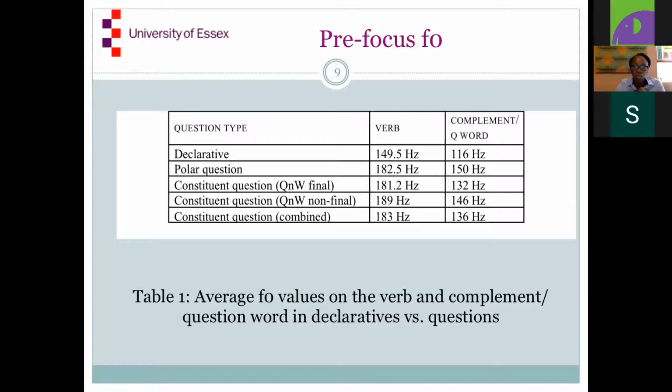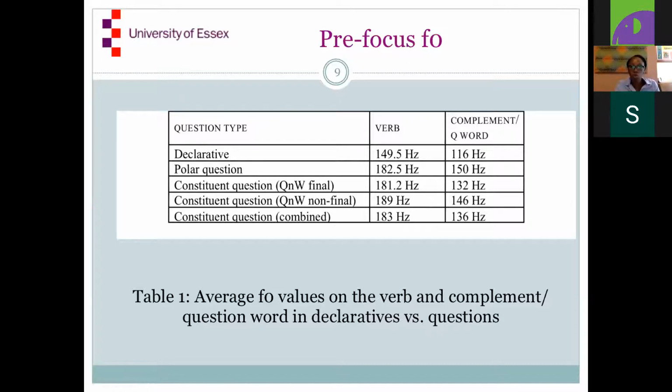We see, starting with the declarative, that the declarative is a bit higher than the complement, but certainly when you look at a polar question and the other kinds of question, and there's a contrast here that I'm showing between whether the question word is in situ or in final position, because it can also be moved to final position, it seems to average around 180 hertz. But I think the really crucial thing is the difference between that and the following constituent.